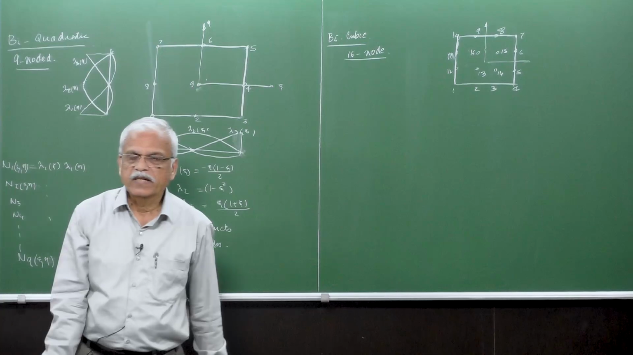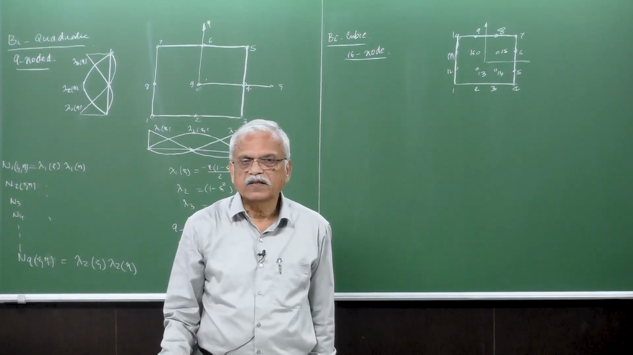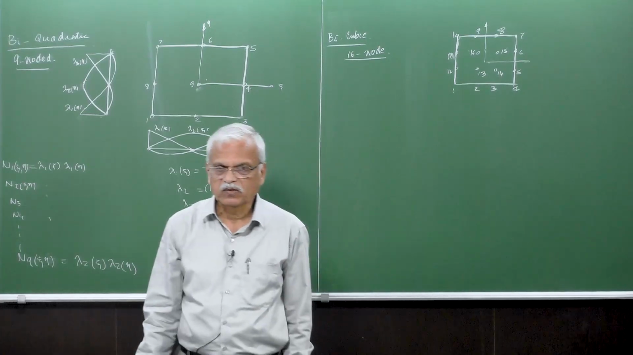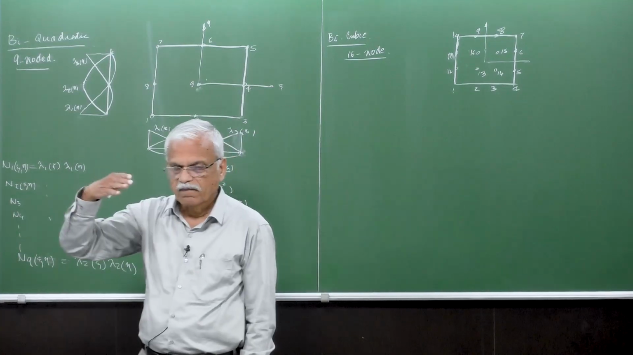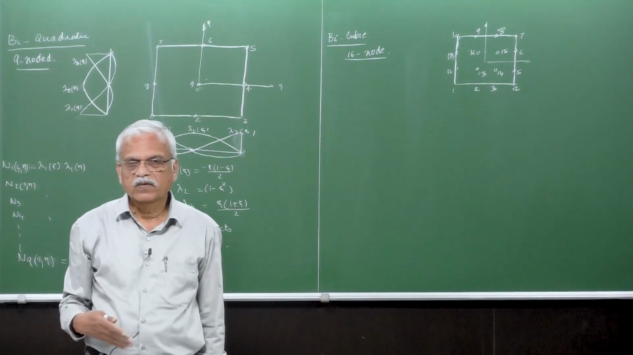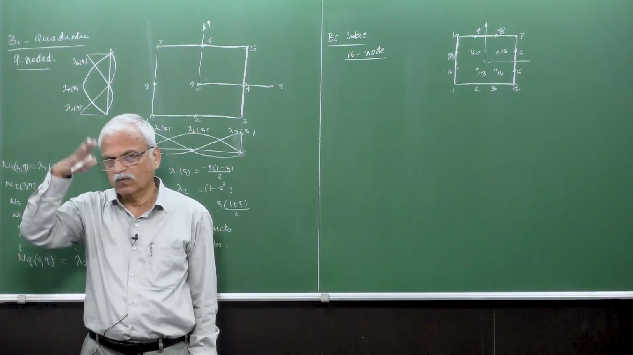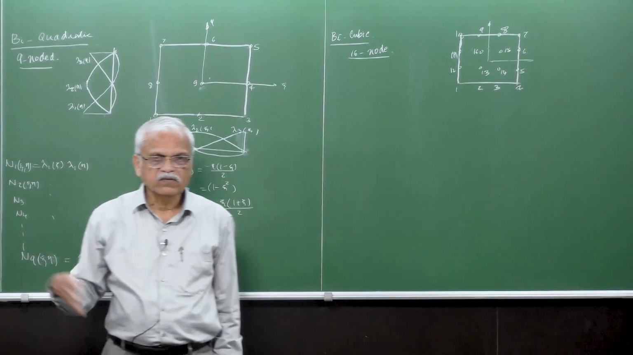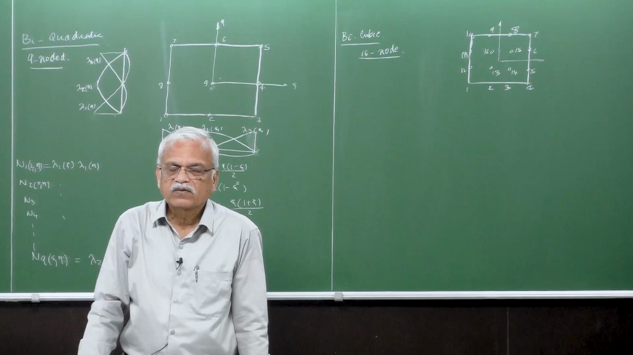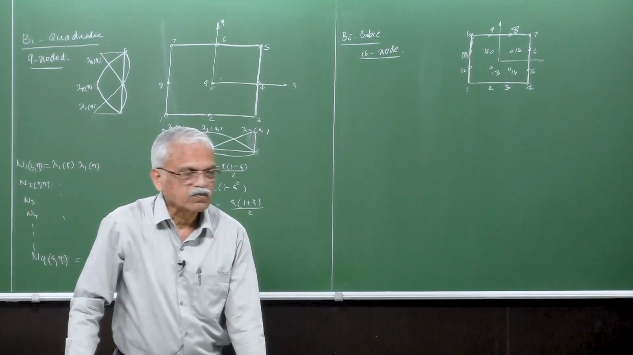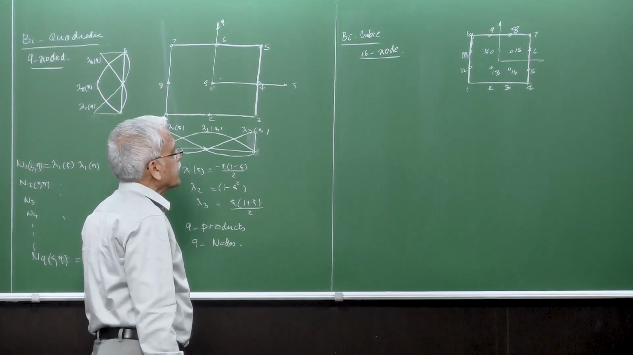nothing but B transpose dB, where B is the relationship between strain and the nodal displacements. So that strain has the derivatives dou U by dou X, dou V by dou Y, and dou U by dou Y plus dou V by dou X. So you take the derivatives, and you have to get it in terms of X, so that means that you also have to transform. So that's number one.